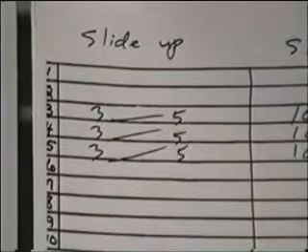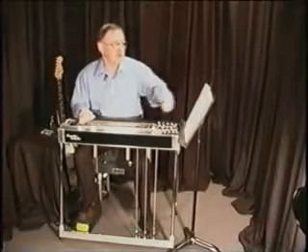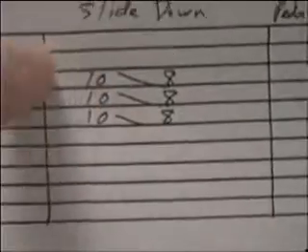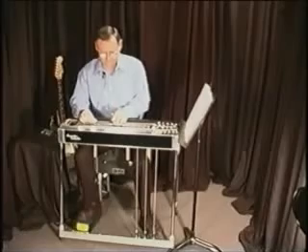Okay. Next page here. This indicates a slide. When the slide is going up, this is from the 3rd fret to the 5th fret. Okay, here's a slide down. It's going the other direction. You've got like the 10th fret to the 8th fret.